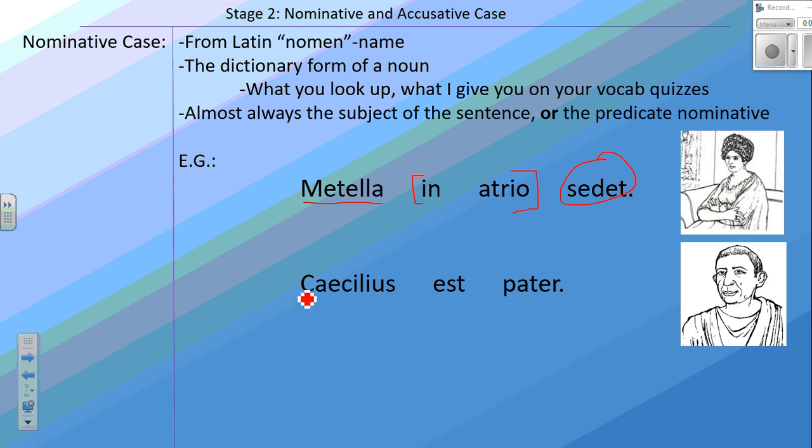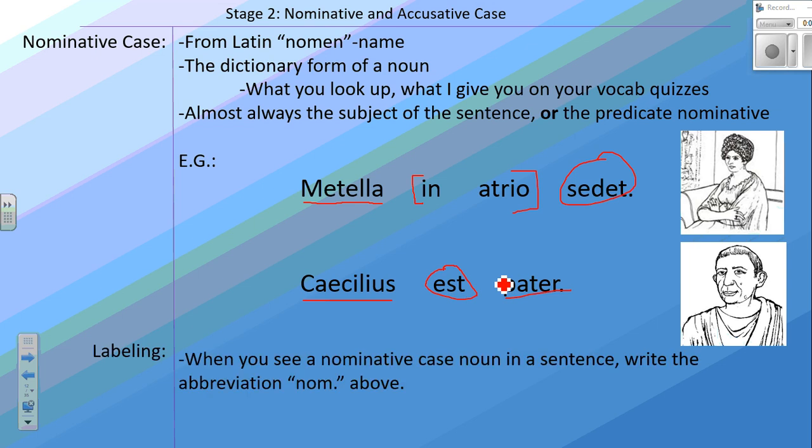Caecilius est pater, one of your first sentences you saw in your textbook. Caecilius is my subject, est is my verb, and remember when we have that linking verb, we have a predicate nominative because we can flip the sentence. Caecilius is the father, the father is Caecilius, means the same thing.